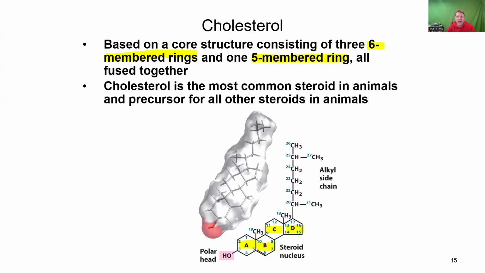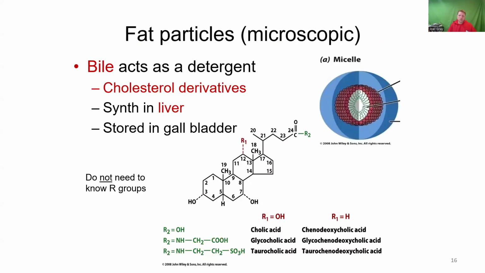Now, this is significant because these one, two, three, four rings are kind of the bare bone structure. Bile salts or bile acids, if you look at them, are pretty darn non-polar. Lots of carbons and hydrogens, and not a lot else. With cholesterol, we've got a polar head group, but that's about it. Now, a bile acid can act as a detergent. A bile acid is a derivative of cholesterol. It is synthesized in the liver, stored in the gallbladder.